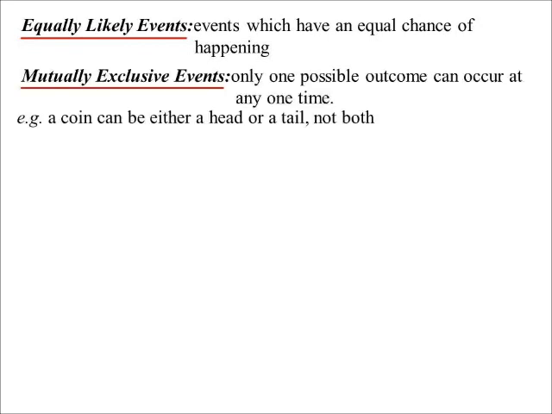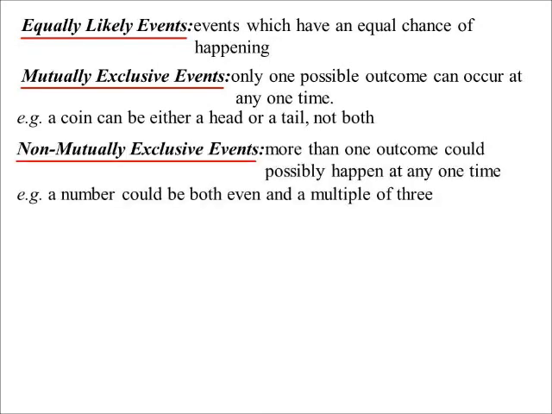We have these things called mutually exclusive events. Only one possible outcome can occur at any particular time. It might be that there are 2 events happening, but the result of one does not affect the other. They're totally mutually exclusive. I put an example here: if you're tossing 2 coins, the fact that the first one was a head has no influence on what happens on the second one. The two events are mutually exclusive.